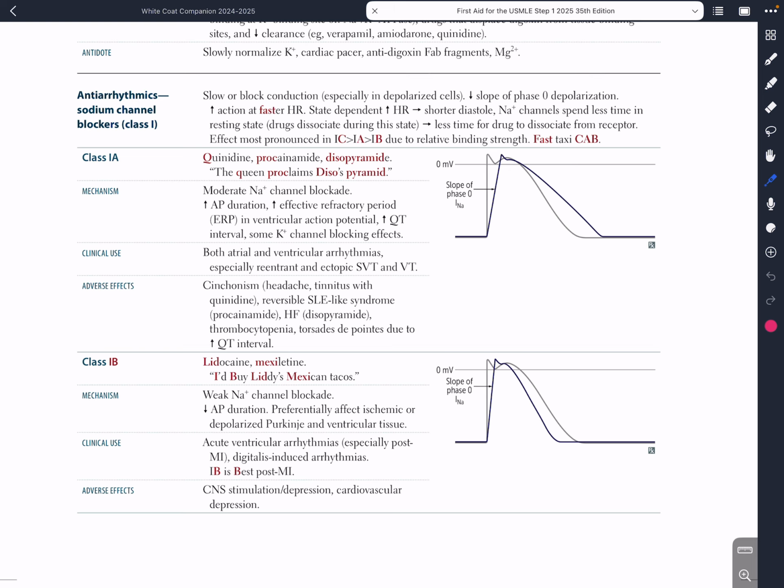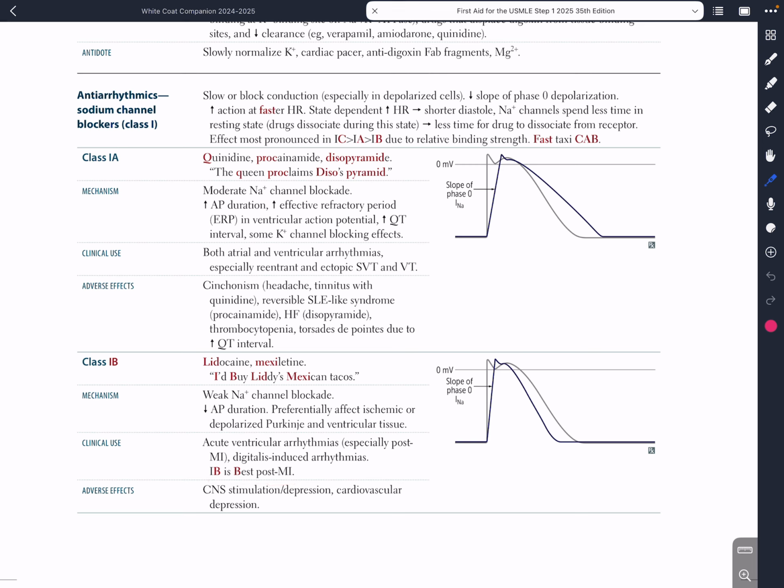Class 1B is lidocaine, mexiletine. They are weak sodium channel blockers. They decrease AP duration. Given in ischemic, anginal conditions, the clinical use is acute ventricular arrhythmias, especially post MI. After somebody experiences myocardial infarction and they have ventricular arrhythmia, like ventricular tachycardia or ventricular fibrillation, you give them class 1B. And just to remember, 1B is best post MI.